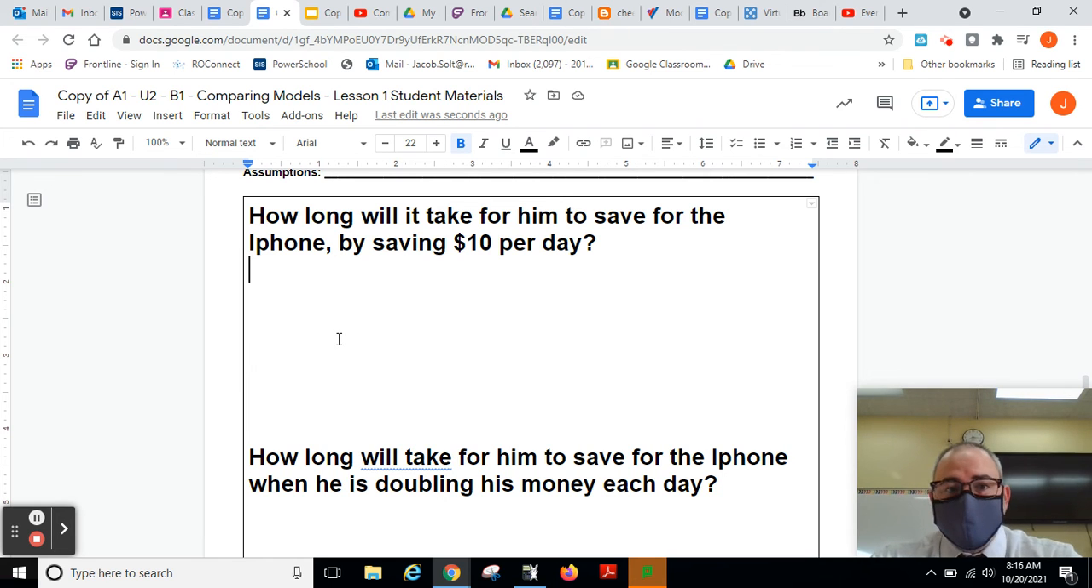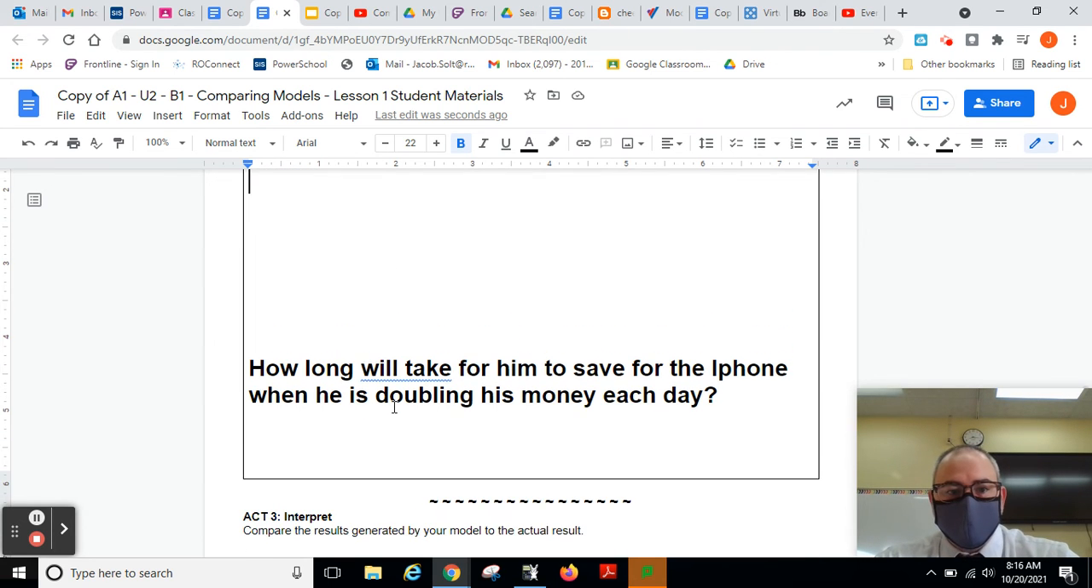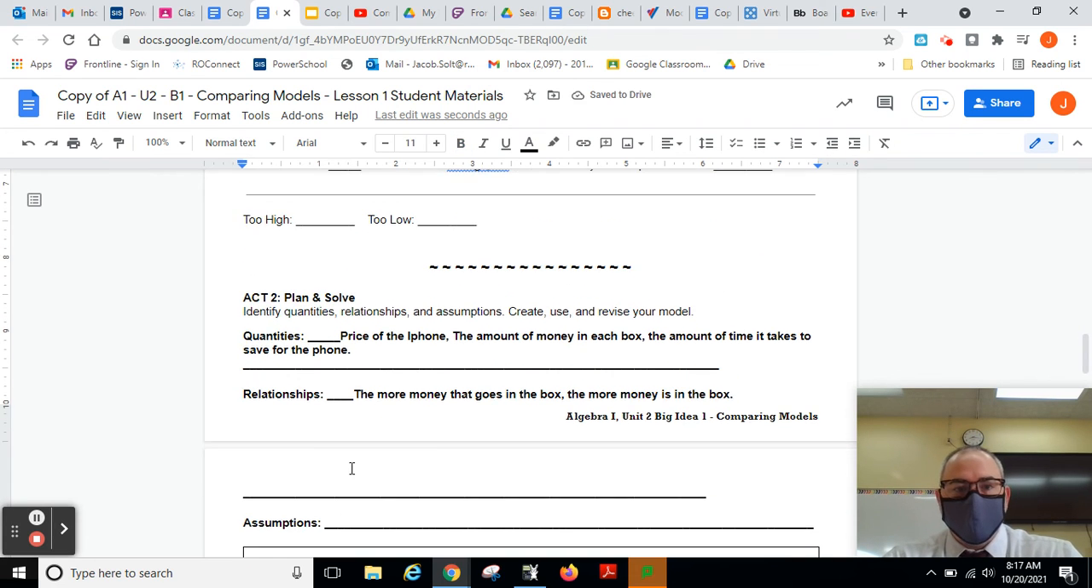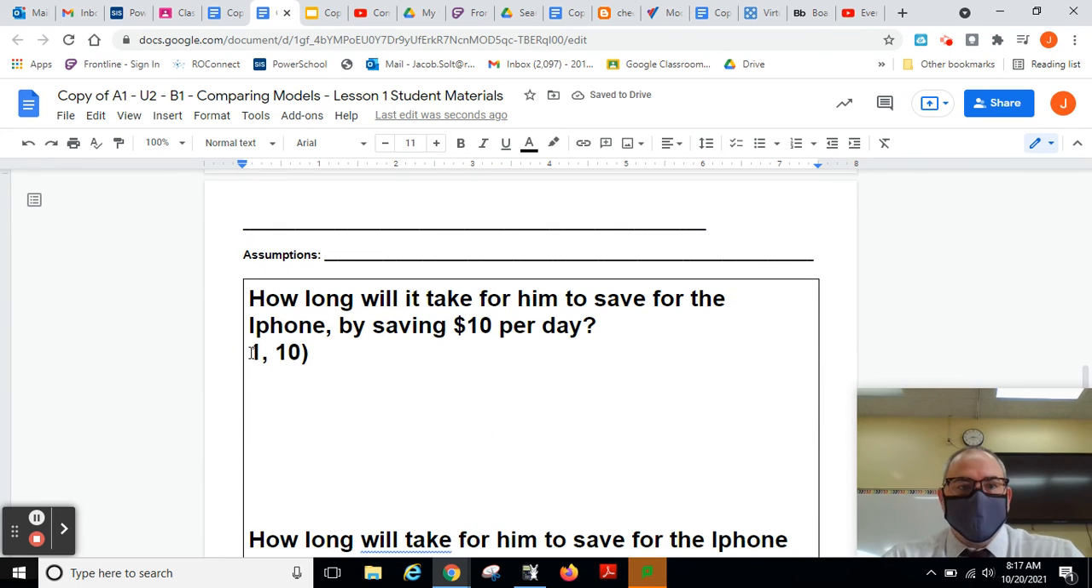All right, pause and just take however long it takes you to figure these two things out. I want you to just go ahead and try that. Maybe you want to draw a diagram, a calendar. Maybe you want to start counting, right? You could do something like the first day he'll have $10. The first day it'll be $10.